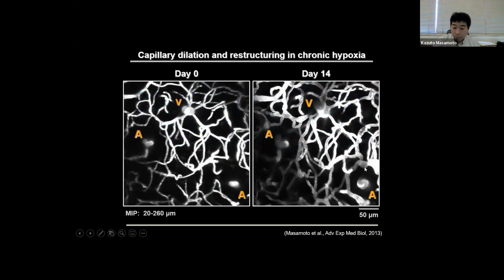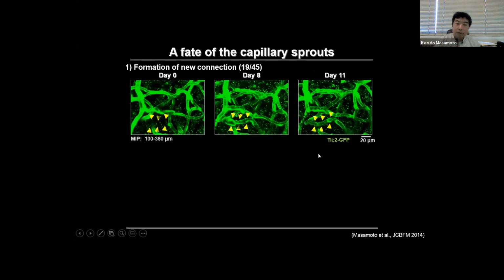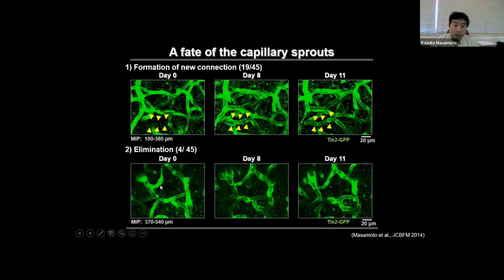So this is an example of a new capillary appearing here, you see here. And this is hypoxic day 8 to 11. So you see the new network here. It's known here. And then at that time, we found that 10% of these sprouts actually disappeared.